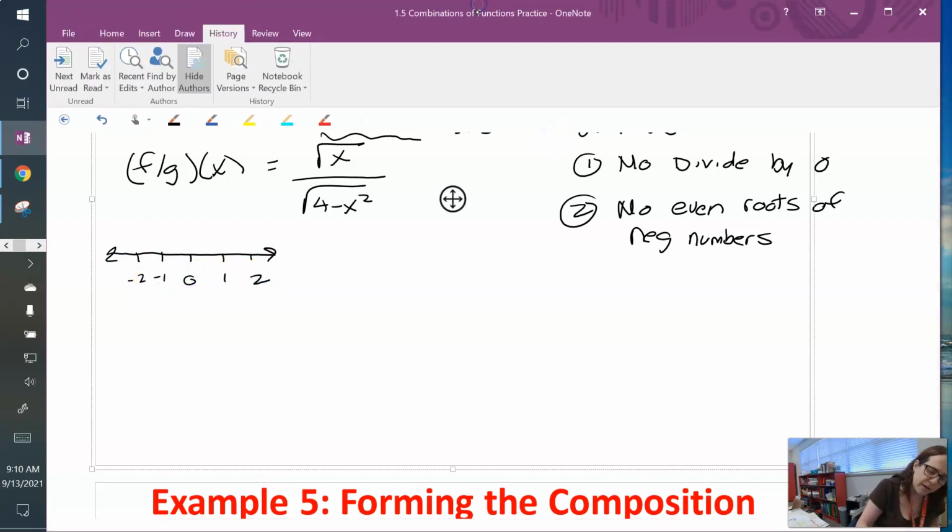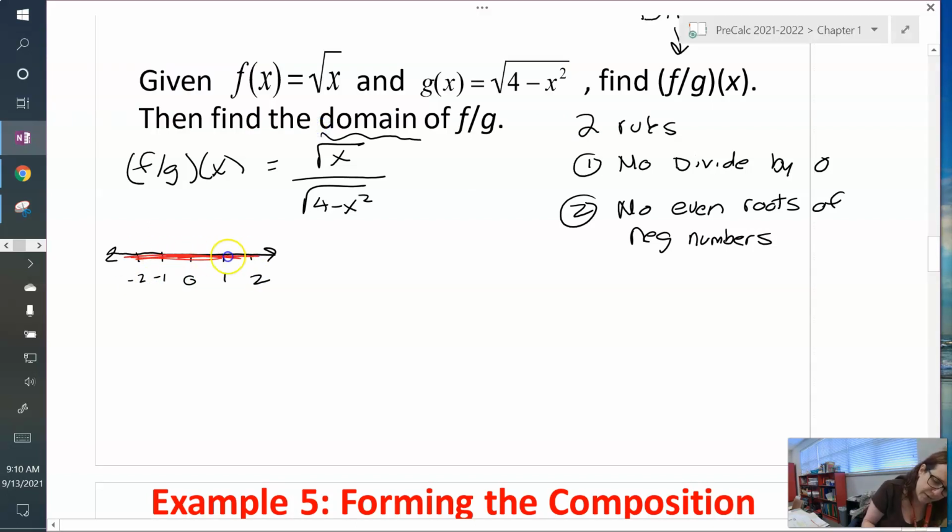And I'm going to go ahead and shade in everything on this. This is starting off with all real numbers. Okay, that's the first thing. Now I'm going to say that I'm not allowed to take the square root of a negative number in the denominator. So I have that square root of 4 minus x squared. That cannot be the square root of a negative number, so this comes out.